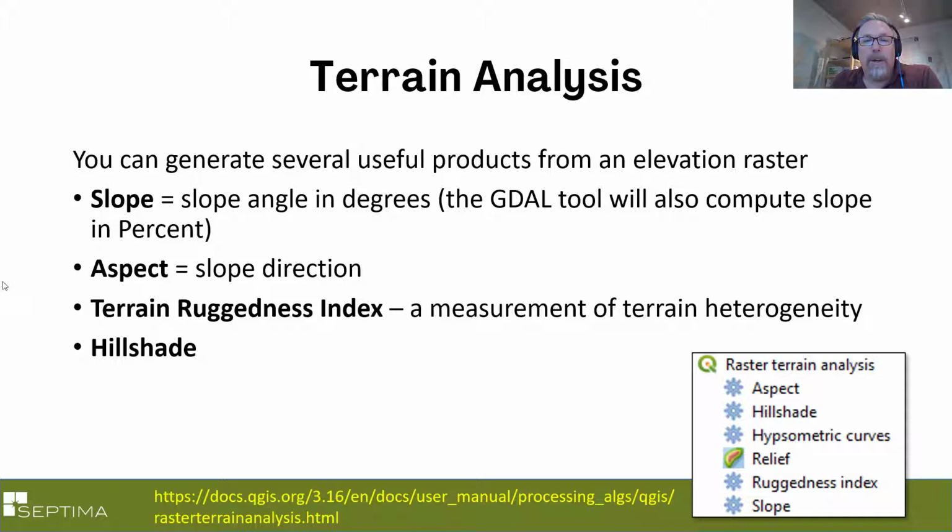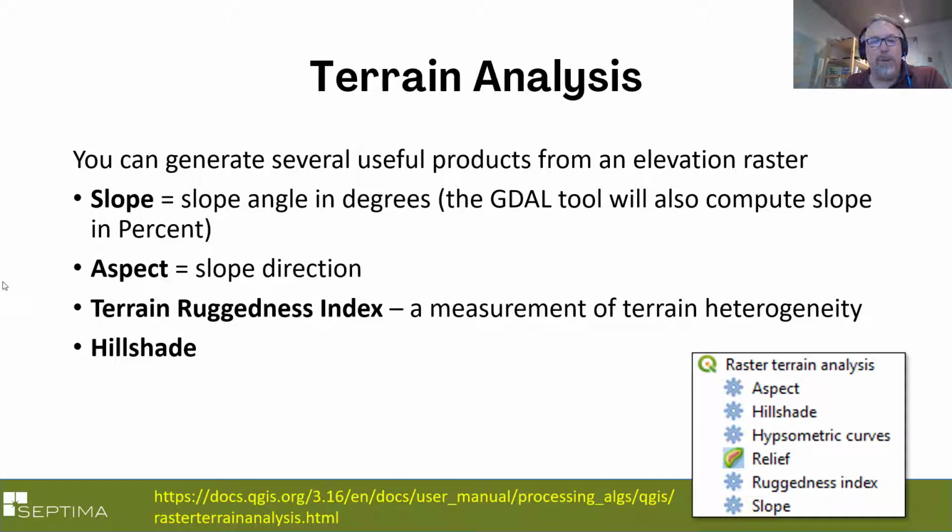So there is a slope tool in the GDAL toolbox in the processing tools in QGIS that will allow you to produce slope in either degrees or percent. But we'll just be using the native QGIS tool, and then we'll run the aspect tool, which will produce a raster where every pixel has a numeric value indicating the slope direction.